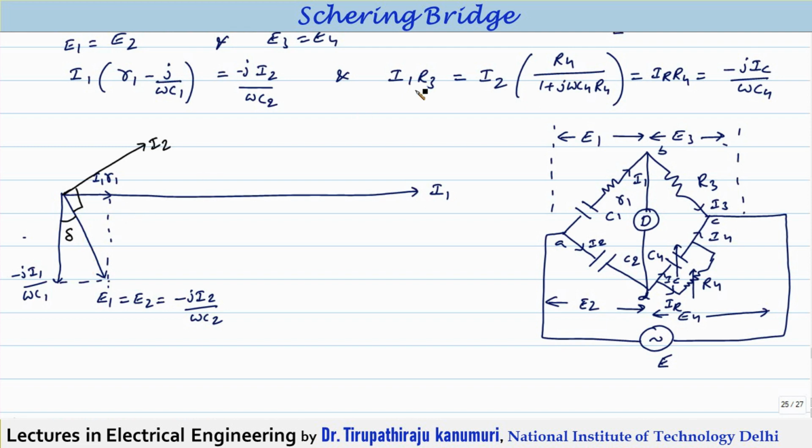So now coming to the second circuit, you can see here the value of this voltage E3 is I1 multiplied by R3. It will be in phase with I1. So this I can write as I1 multiplied by R3. I1 multiplied by R3, that is nothing but equal to E3. So this E3 I can write as IR multiplied by R4, or we can write as minus J times of IC divided by omega C4, which is equal to nothing but equal to E4. Agree with me? Because from these equations I have simplified.